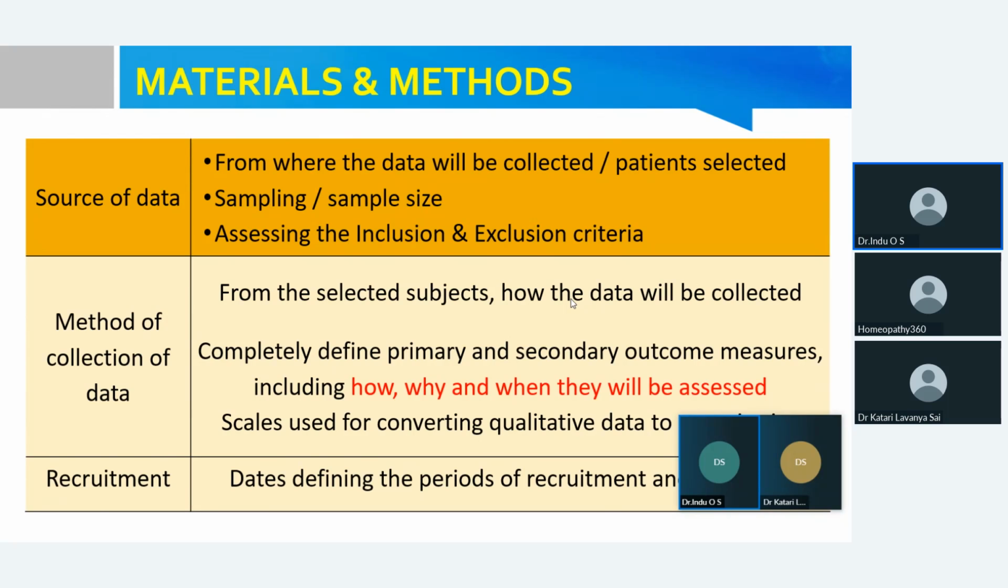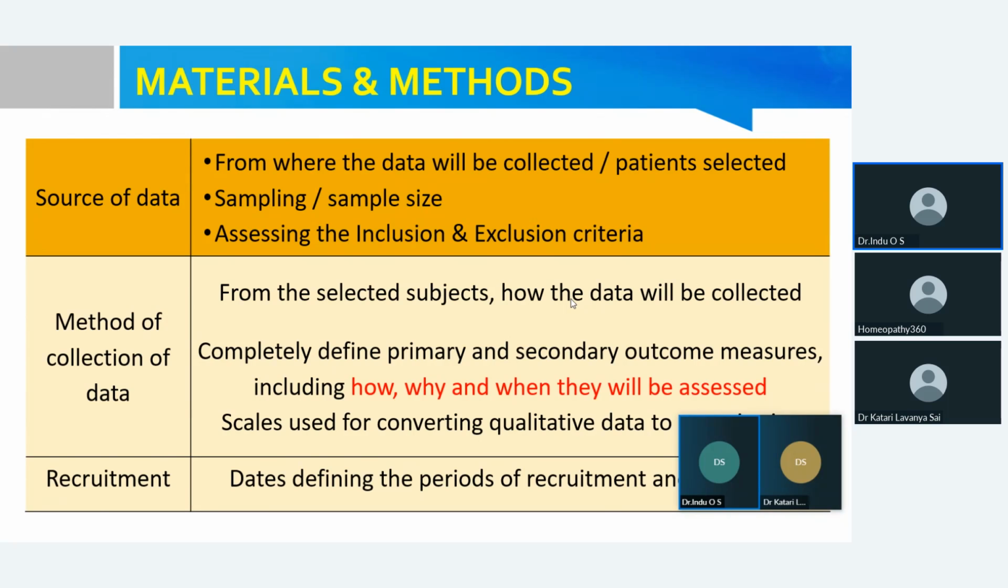We have to completely define our primary and secondary outcome measures, like how we are collecting, why it is assessed, or why we are selecting this particular data, and when it will be assessed. If we are giving an intervention, the follow up should be mentioned under that. Suppose in a clinical study, during the first visit after case taking, we are giving the medicine, and after 1 month we follow up the case. All those things should be mentioned under method of collection of data, including follow up.